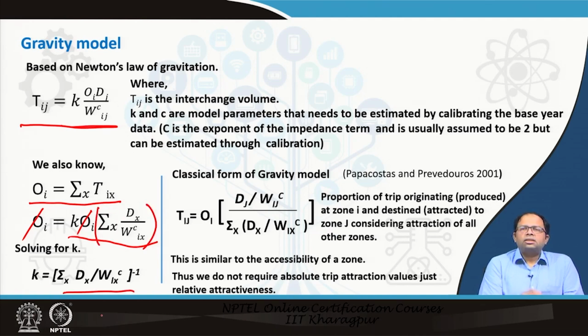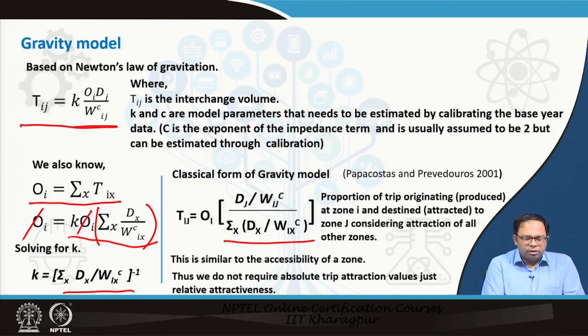Now, this gives us the classical form of the gravity model, where Tij is equal to Oi into Dj divided by Wij to the power c, divided by the summation of Dx divided by Wix to the power c, where x ranges over all the different destination zones that we are considering.